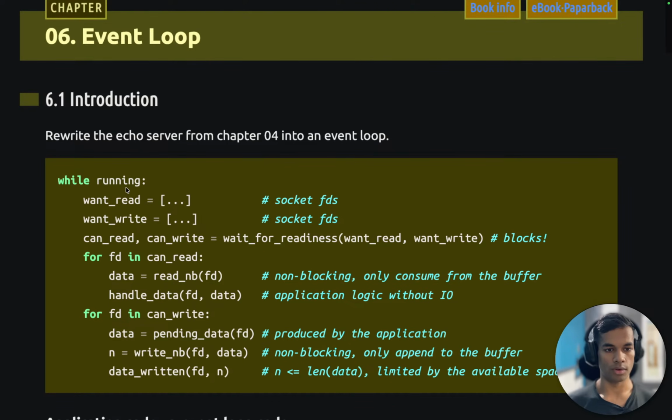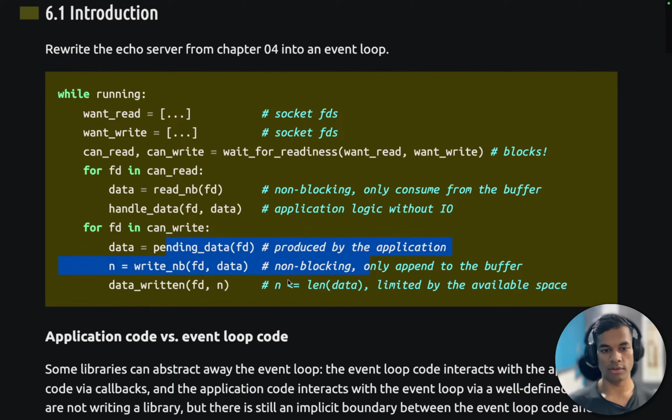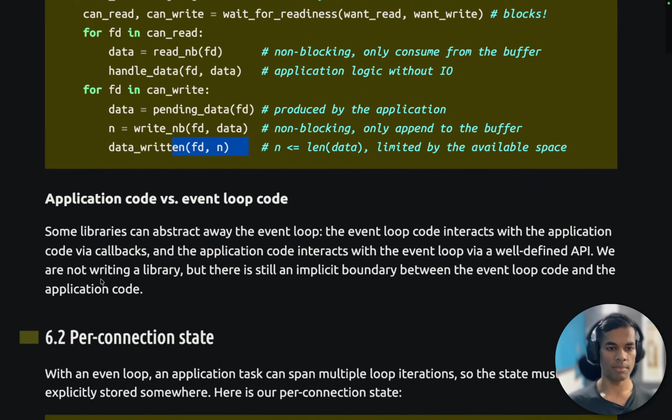Now, this is the pseudocode. While the server is running, we have a list of sockets where we want to read, and a list or array or vector of sockets where we want to write. And then we call some function and we pass in both the lists, and we get the sockets where we can read right now and all the sockets where we can write right now. Then we read from all the ones where we can read, and write to all the ones where we can write to. Makes sense.